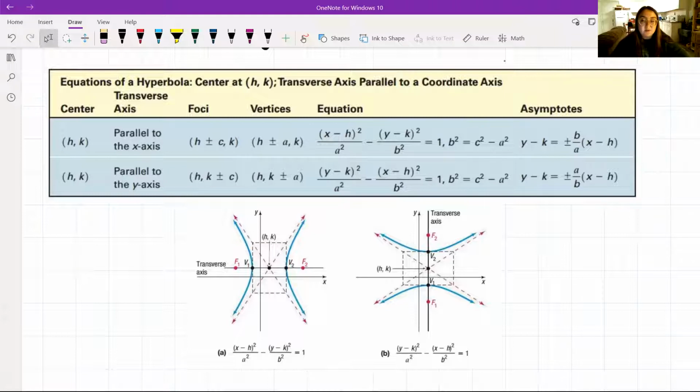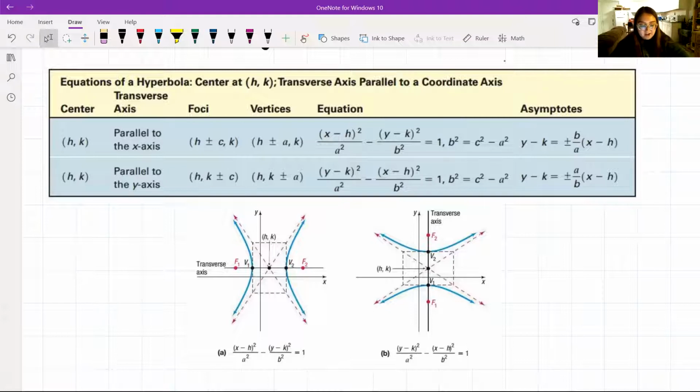And our asymptote now has the new equation of y minus k is equal to plus or minus b over a times x minus h. So our equation for our asymptote is now much more complicated, and now it is really just up for debate on whether it's easier to graph an asymptote or whether it is easier to find those points above and below each foci.